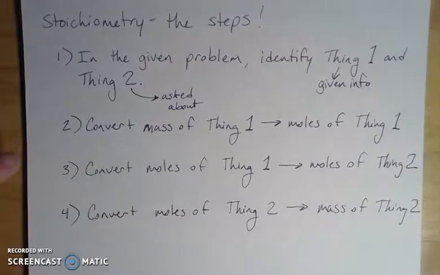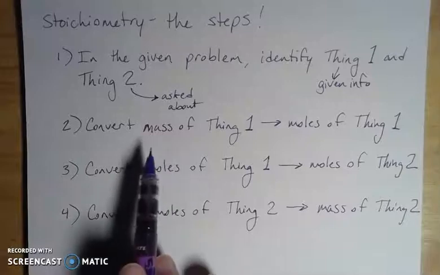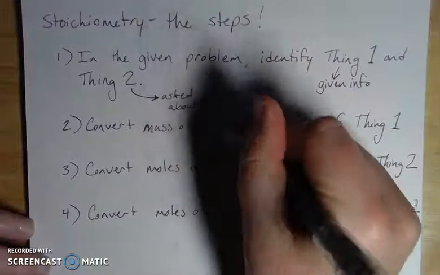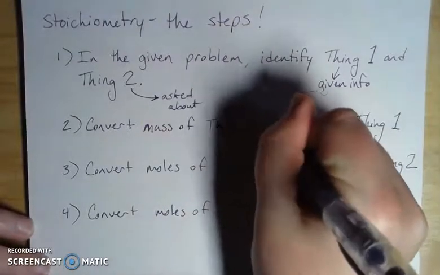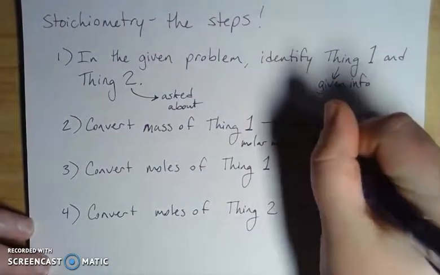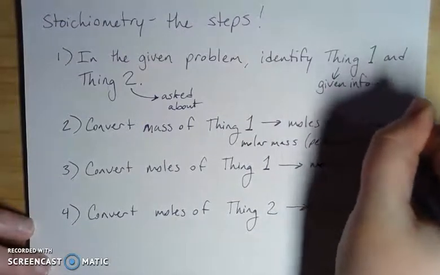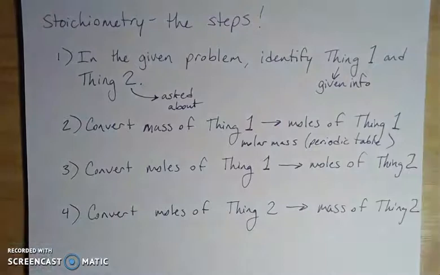Now, if you're given a mass of thing 1, like we were in this problem, then we can go from the mass of thing 1 to moles of thing 1. And the way that we do that is using the molar mass. This comes from the periodic table. So using a tool that's right in front of you, you can do this first conversion. No problem. We know how to calculate molar mass. It's going to be the mass of all of the elements that are present in that particular compound or molecule or atom.